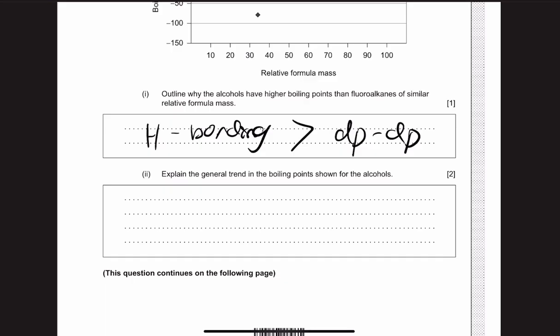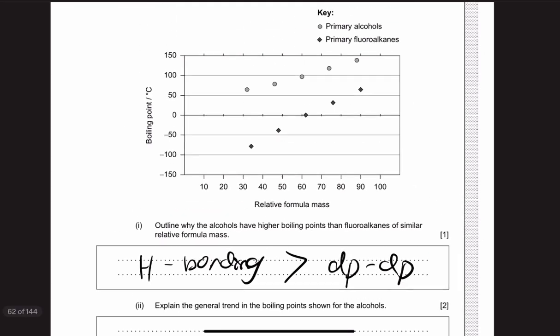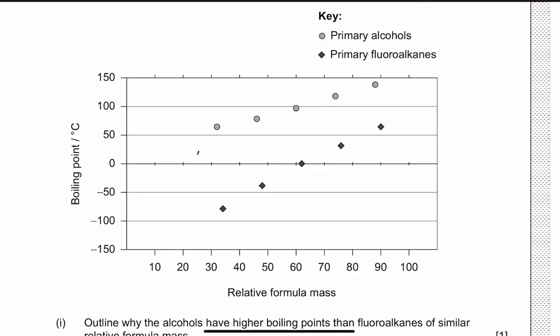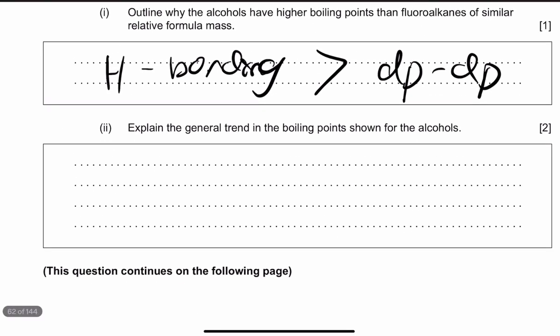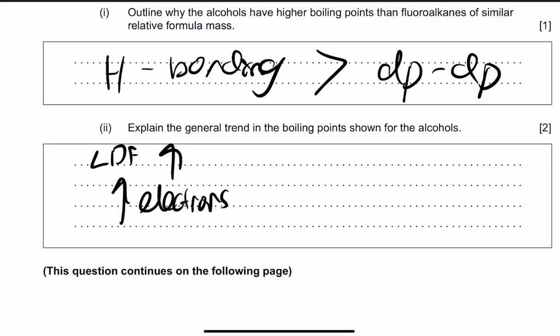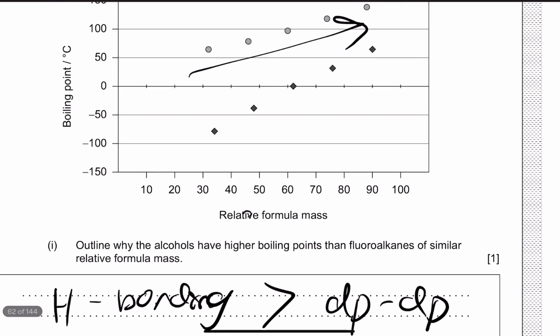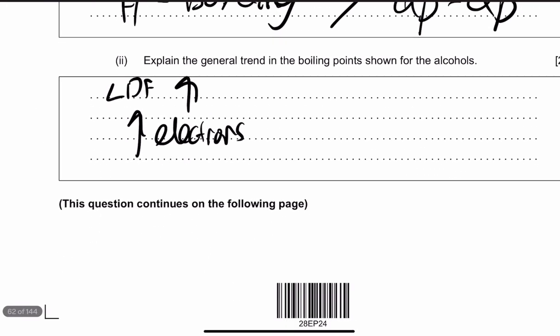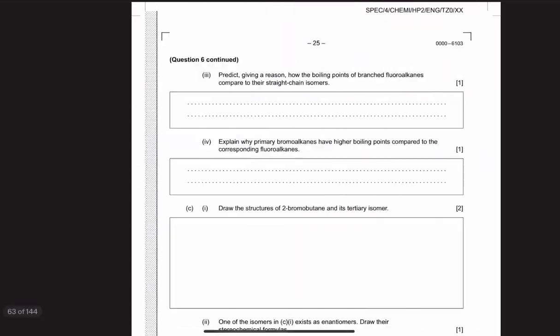Explain the general trend in boiling points shown for the alcohols. So you can see that the alcohols, they're increasing in boiling point as per increasing the formula mass. So why does this happen? Well, it's because our LDF is higher. Our London dispersion forces, they're increasing. But why are they increasing? Well, we're having increased electrons, right? Increased electrons increases our London dispersion forces, and our electrons correspond with our relative formula mass. So we're increasing this, we're increasing our electrons. So higher electrons means bigger LDF.